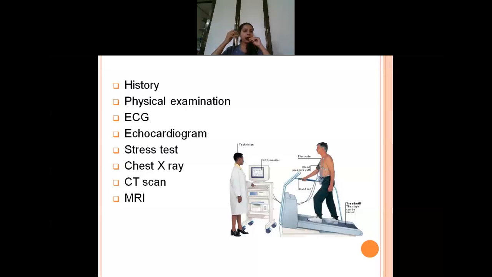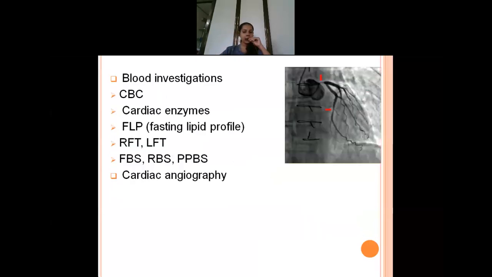Okay, and remember to collect a thorough history from the patient and also do a thorough cardiac examination. Then, one of the best methods to diagnose exactly where the blockage or narrowing is in the coronary artery, we always have to perform cardiac catheterization, which is called cardiac angiography.